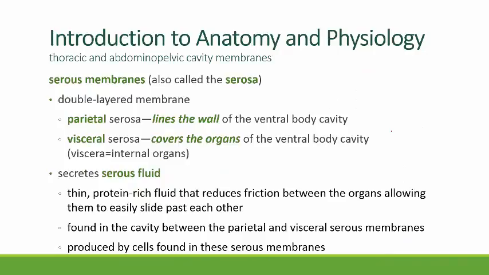So on the ventral body cavity side, we need to talk a little bit about the membranes that are found associated with these body cavities. And they're referred to as serous membranes, and sometimes also called the serosa. They are a double layer of membrane. There is the parietal serosa, and you'll want to practice with that word. That's one that I find people have a hard time saying, because you look at it and you want to say parietal, but it's parietal.